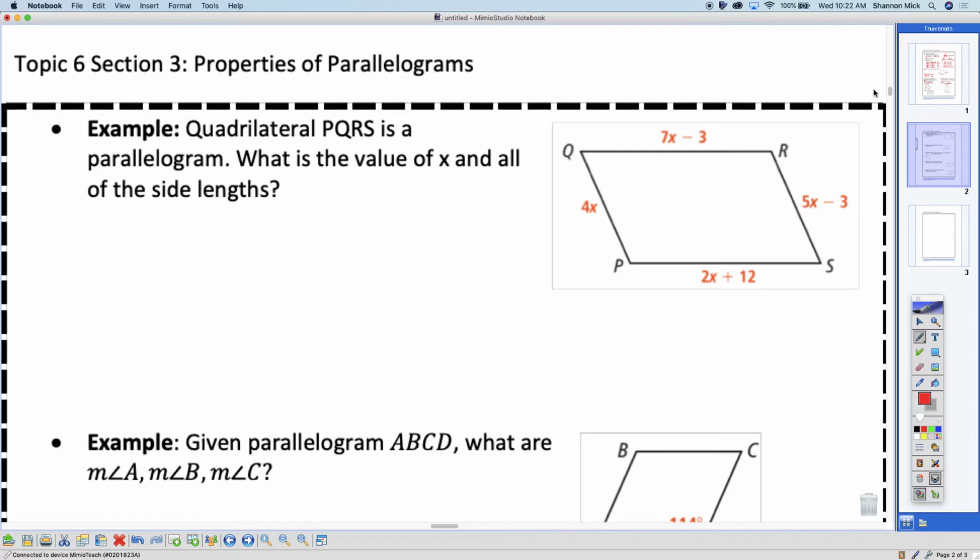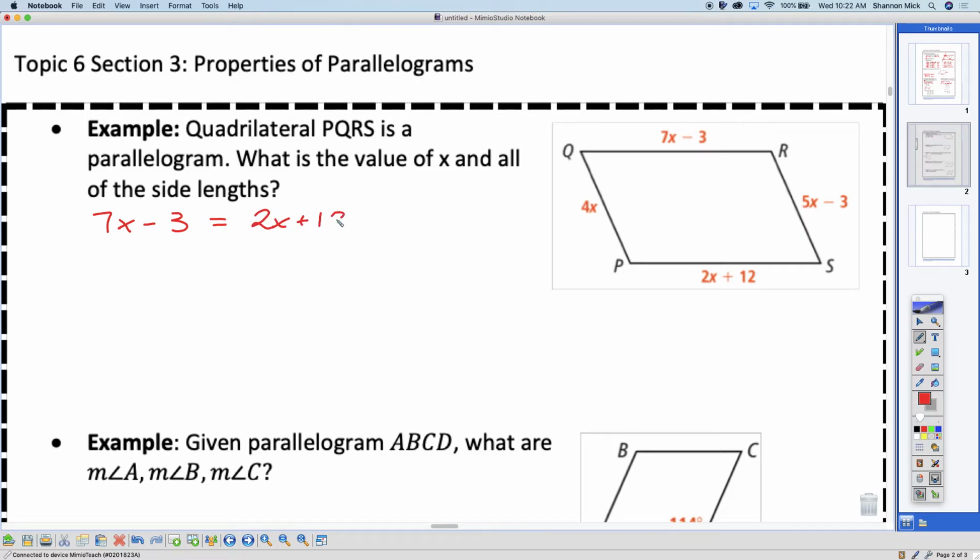So what would you do with those? You set those equal. I said QR is parallel to PS. You said parallel, but that's not going to help me. Parallel is not helping me. What is helping me? The fact that they are what to each other? Congruent. Not that they're parallel. They're congruent, so they equal. So 7x minus 3 equals what? 2x plus 12.